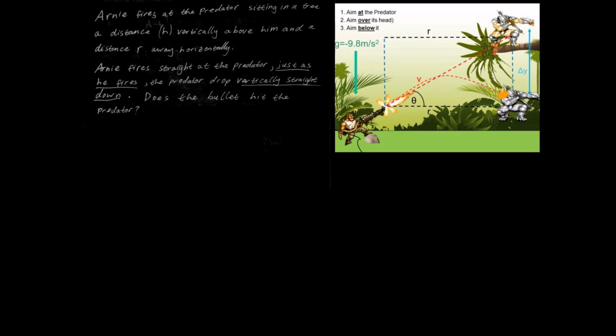Let's take a look at this problem. So remember, here we're firing at the predator that's sitting in the tree, a distance h, or delta y here, vertically above him, and a distance r away horizontally. He fires straight at the predator. Just as he fires, the predator drops vertically straight down. And the question is here, does the bullet actually hit him?